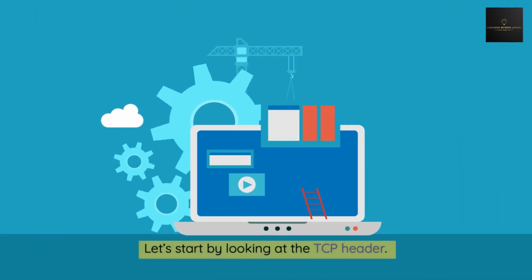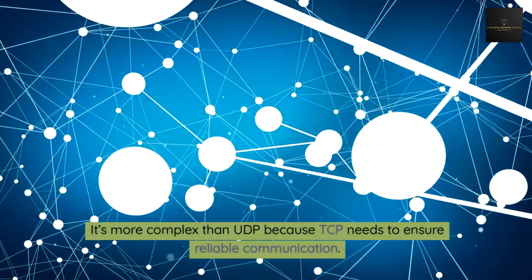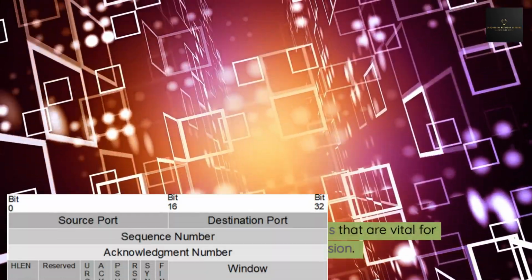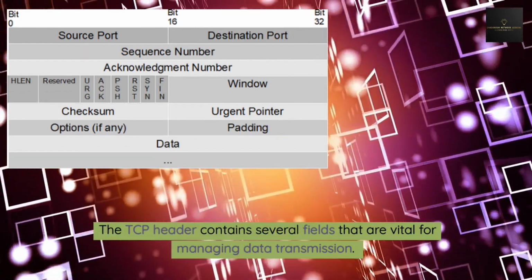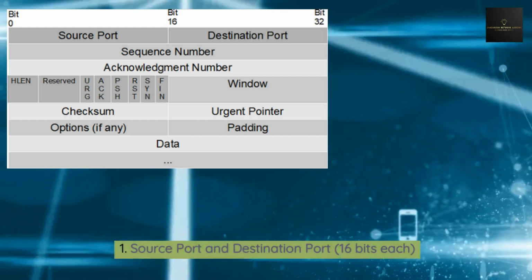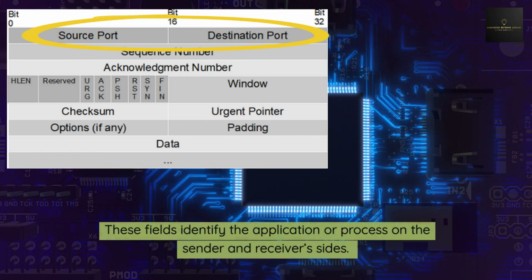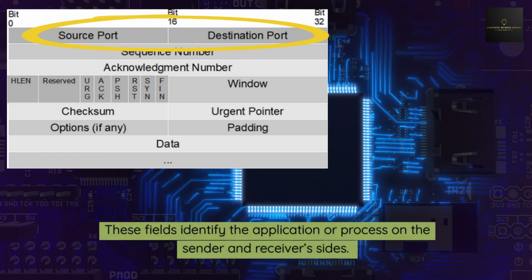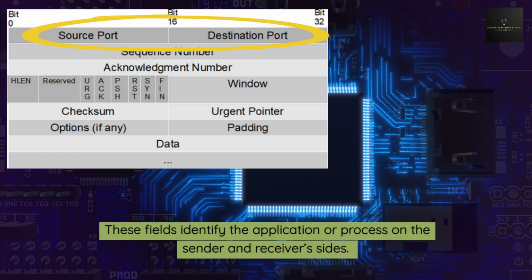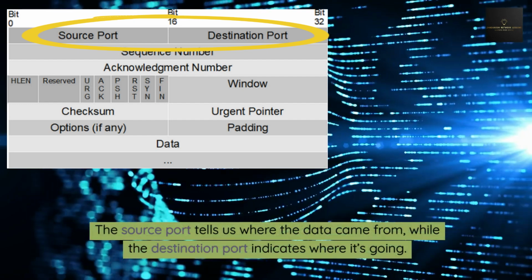Let's start by looking at the TCP header. It's more complex than UDP because TCP needs to ensure reliable communication. The TCP header contains several fields that are vital for managing data transmission. Let's go through them one by one. 1. Source port and destination port, 16 bits each. These fields identify the application or process on the sender and receiver sides. The source port tells us where the data came from, while the destination port indicates where it's going.